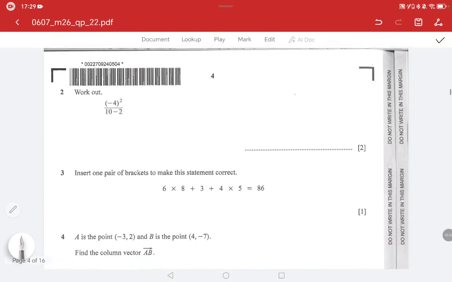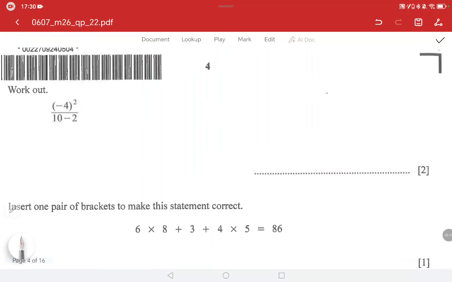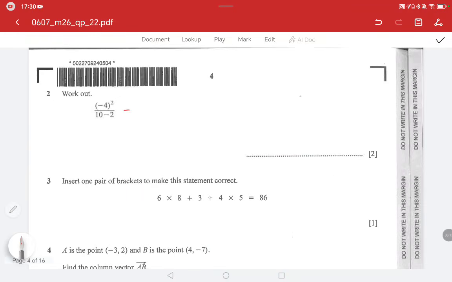Now, next question. Work out this fraction. Let's see how to do it. Take care: when you have a negative number between brackets, the answer must be positive. So minus 4 squared is minus 4 times minus 4, which is 16. Divided by 10 minus 2, which is 8, so the answer is 2.